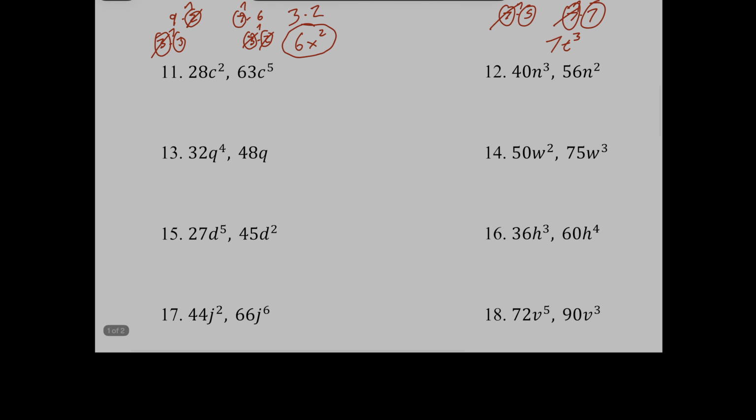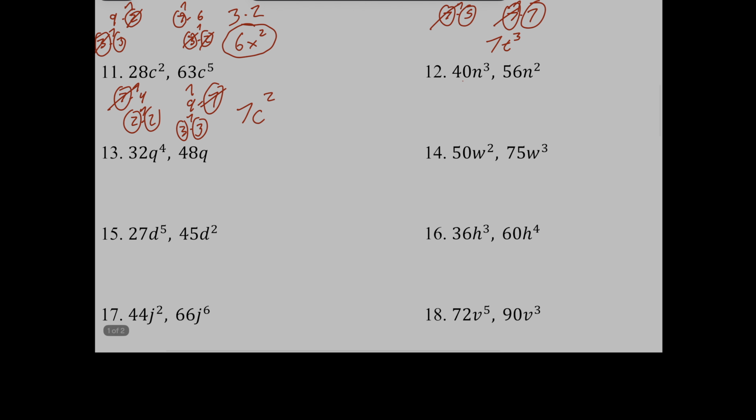All right, so number 11, between 28 and 63, this is going to be 7 times 4, and that's going to be 2 times 2. This is going to be 9 times 7, and this is going to be 3 times 3. What's in common? Just the 7s. So 7c squared is your greatest common factor.